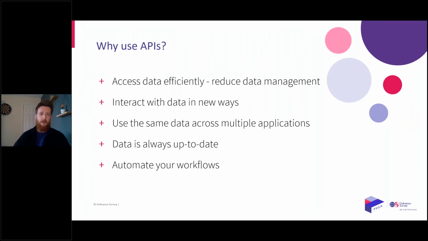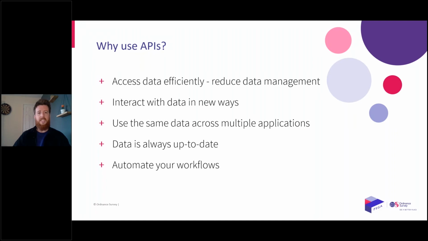Before I move on to Features API, just some points as to why you may want to use Ordnance Survey's geospatial APIs. They allow you to access data efficiently and can be a really good way to reduce some of your data management overheads, in the fact that you're just connecting directly. Ordnance Survey takes care of data refreshes, so you know that you're always connecting with the most recent data. It means that you can interact with it in new and innovative ways.